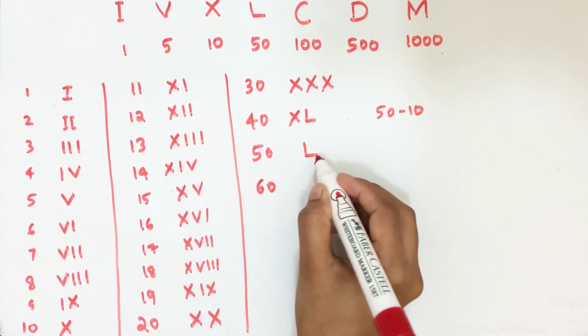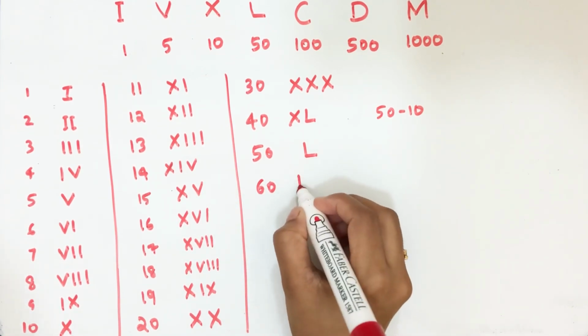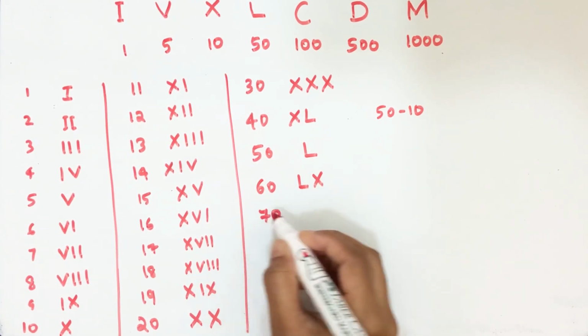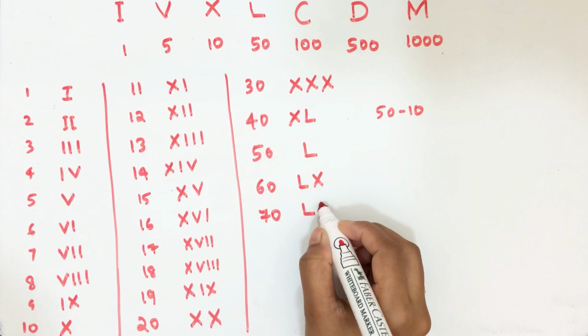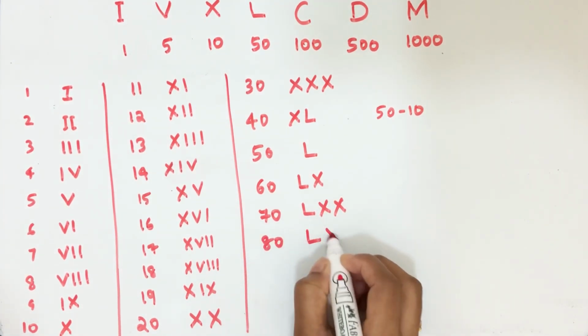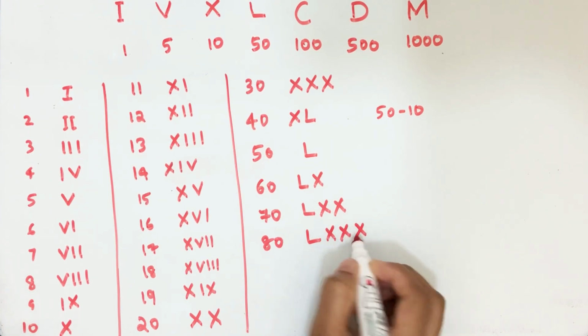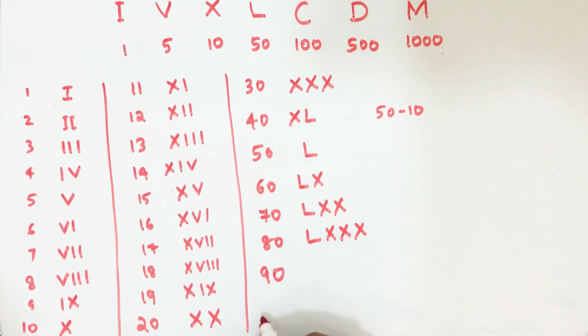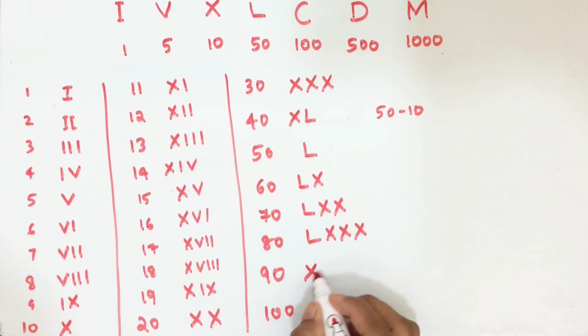60 is equal to 50 plus 10. That is L, to the right 10. 70 is equal to 50 plus 20, 10, 10. 80 is equal to LXXX. 90 is equal to, we cannot repeat 3 times, therefore we know 100 is equal to C. So 90 is 100 minus 10, that is to the left of C, 10 X, that is XC. This is 90, this is 100.